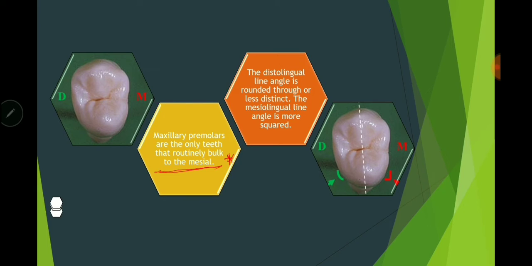As you can see here, the lingual cusp is more towards the mesial side. So it's like leaning or curved towards the mesial. And the distal lingual line angle is rounded. That's where the green arrow is here. You can see that line angle is nicely rounded or less distinct, and the mesial lingual line angle is more square. All these things you're supposed to memorize.